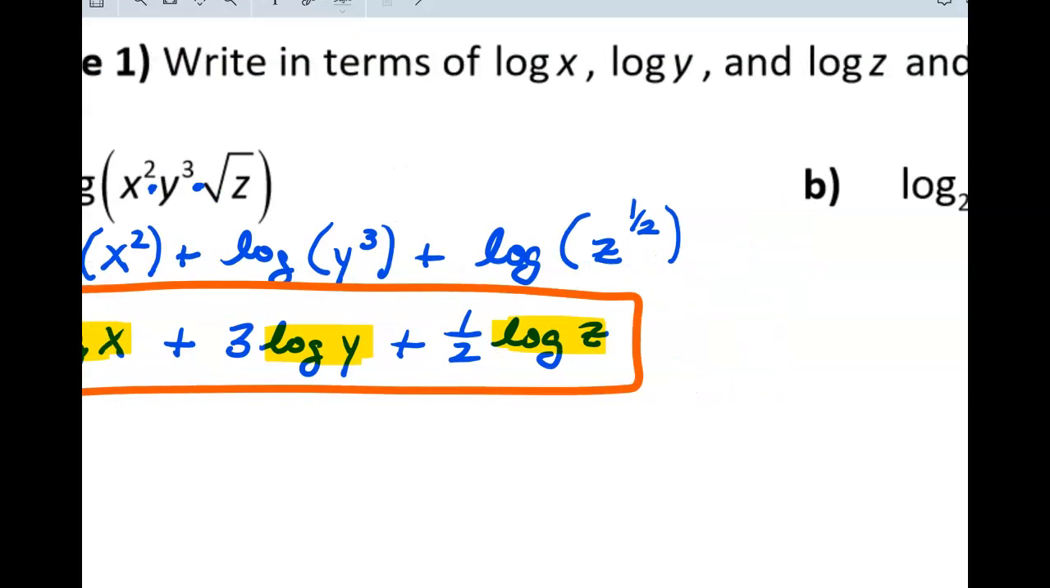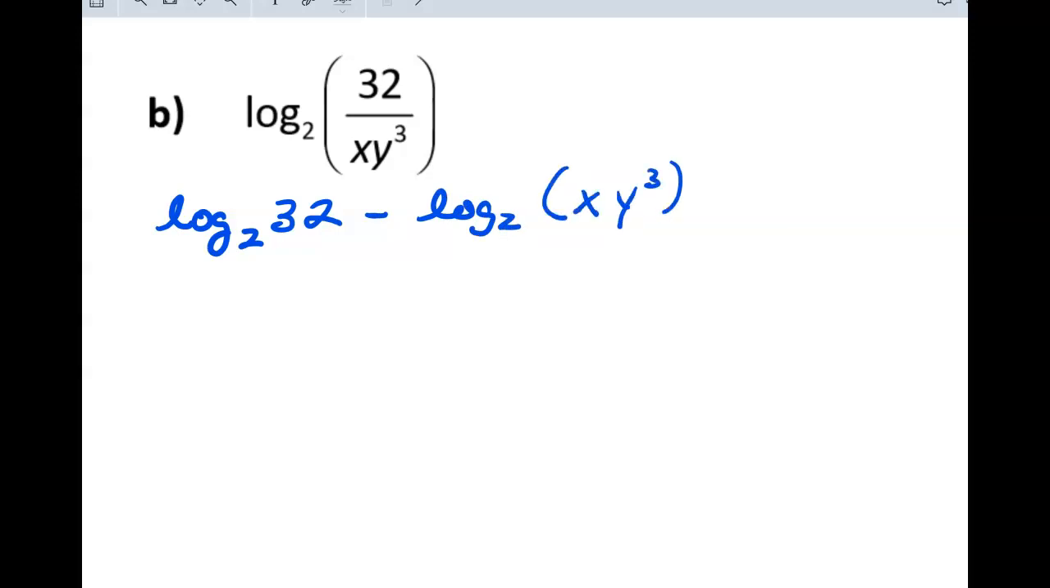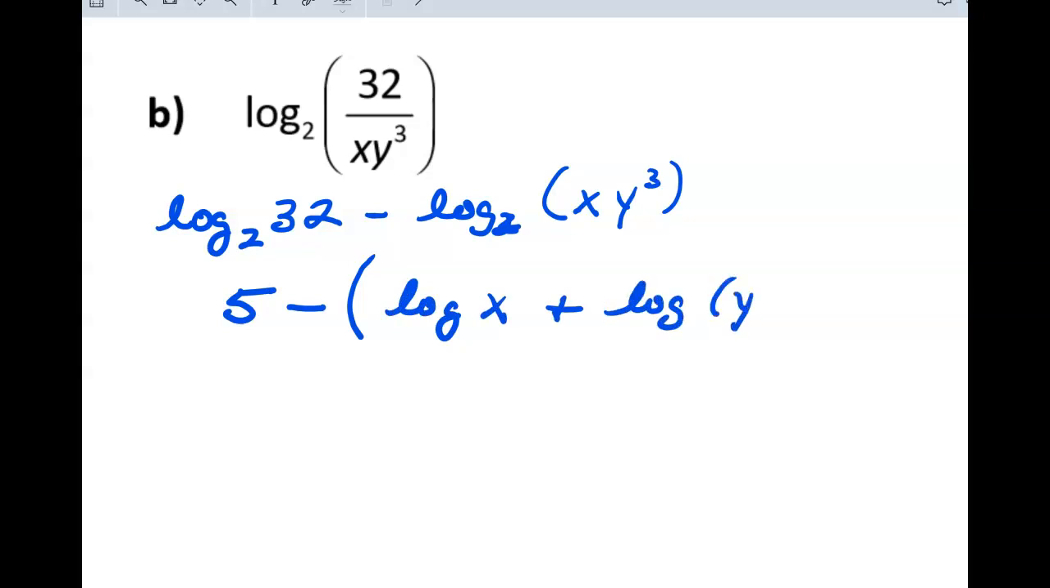All right, let's take a look at another. Log base 2 of 32 over xy cubed. So here we have a division. So we can write this as log base 2 of the numerator minus log base 2 of the denominator. The log base 2 of 32 can be simplified. That's just 5. And then the log base 2 of xy to the 3rd power is equivalent to the log of x plus the log of y cubed.